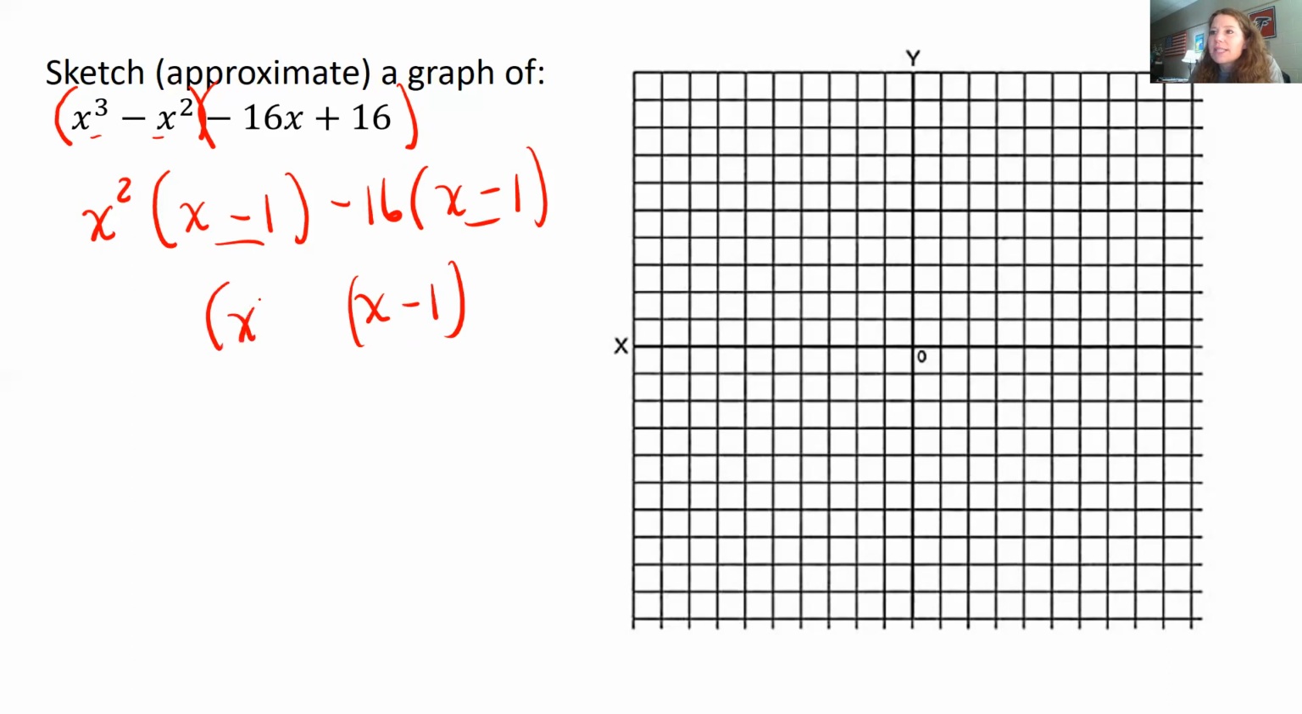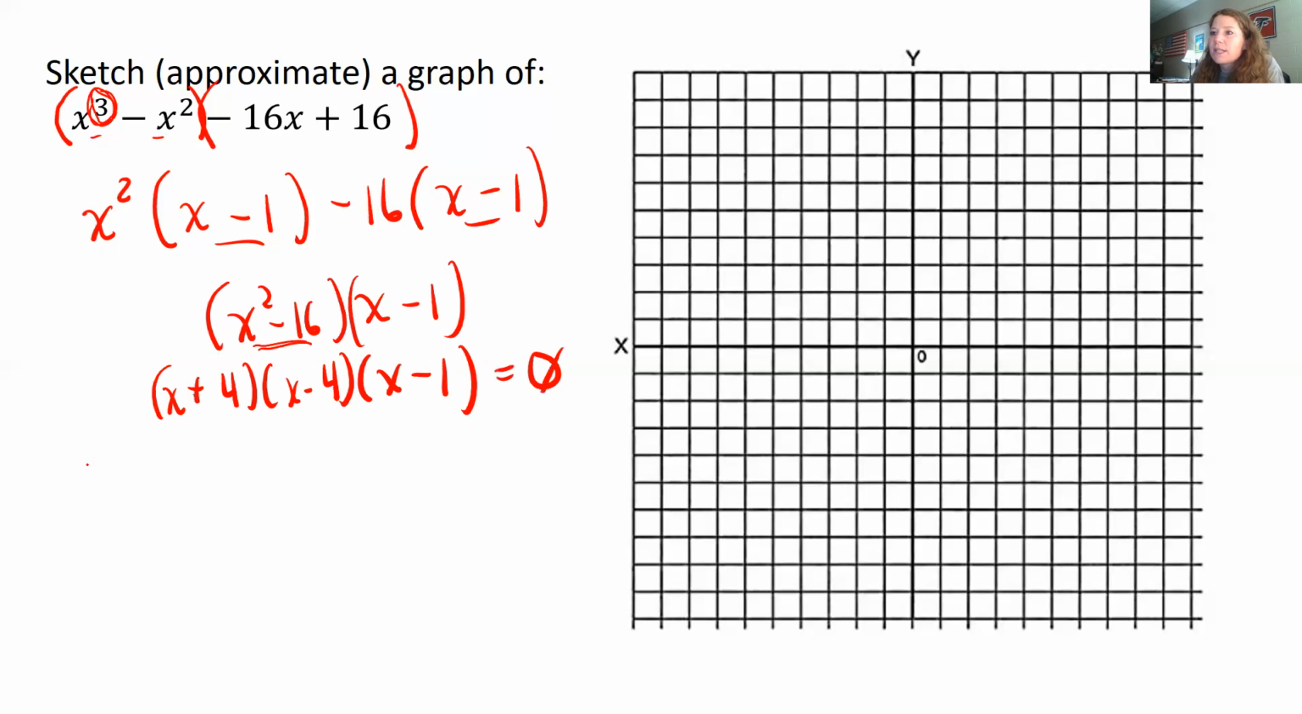And then for the other, we're going to put these 2 outside terms together. But we were supposed to end up with 3 solutions, right? Well, if you notice, this one is the difference of 2 squares. So we're going to find the square root of x squared, find the square root of 16, and then one gets a plus and one gets a minus. And then our third factor is x minus 1. So then we're going to set all these equal to 0. We're going to do x plus 4 equals 0, x minus 4 equals 0, and x minus 1 equals 0.